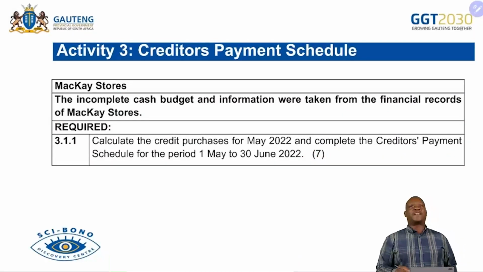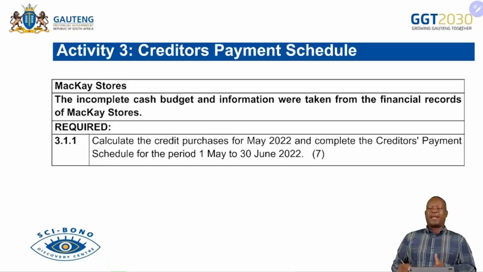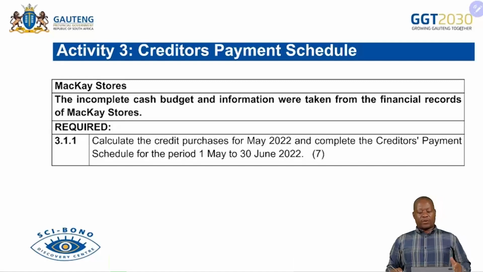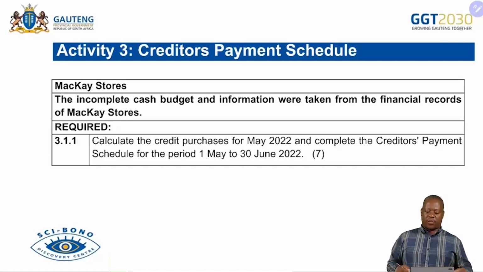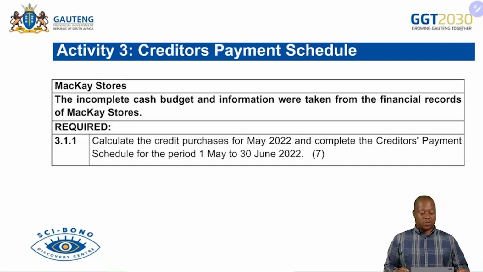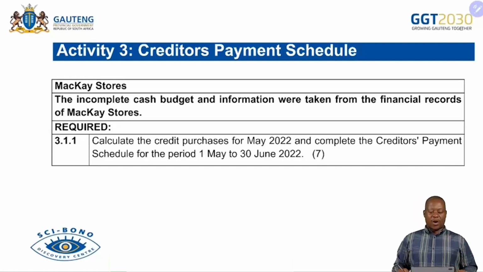The third question now is looking into the preparation of the creditors' payment schedule. We are given information from Mackay Stores. The incomplete cash budget and information were taken from the financial records of Mackay Stores. We are required to calculate the credit purchases for May 2022 and complete the creditors' payment schedule for the period of 1 May to 30 June. So that's what we are trying to do here.